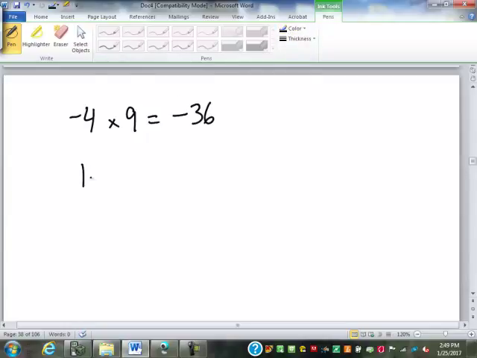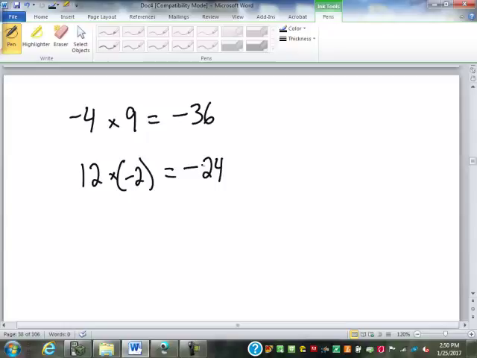If I have a positive times a negative, my answer is going to be positive or negative? Careful. Positive times a negative will be negative. Good. Let's keep it down, guys. Hands to ourselves back there. 12 times 2 is 24. So 12 times a negative 2 is a negative 24.